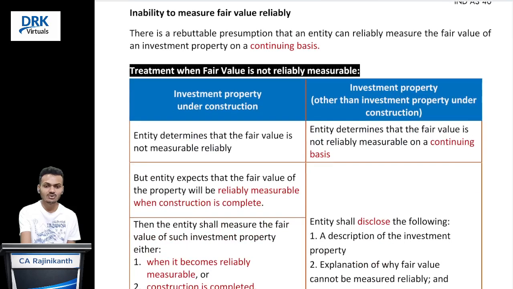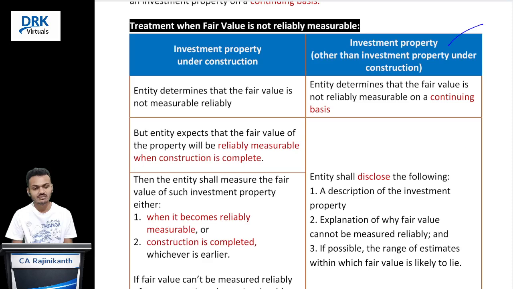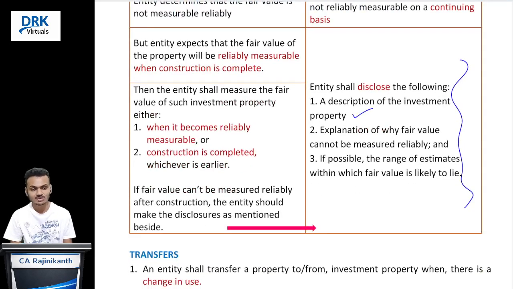In case fair value cannot be measured reliably, what should we do? If it is an investment property other than one under construction, you should give these disclosures. What are they? A description of the investment property: we have so and so investment property in so and so location, so and so square yards or square feet, and explain why we are not able to measure the fair value. And if possible, we should give the range of numbers, for suppose 10 crore to 15 crores, a range of fair values within which our asset may lie. Like that, we should give the disclosures.